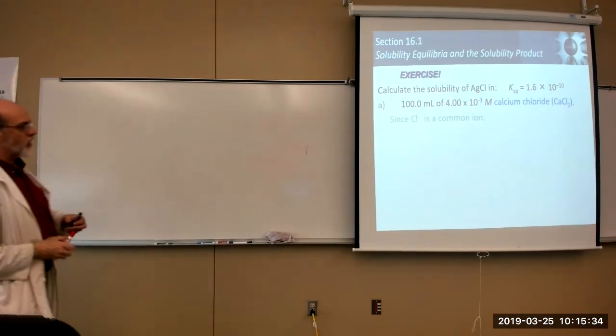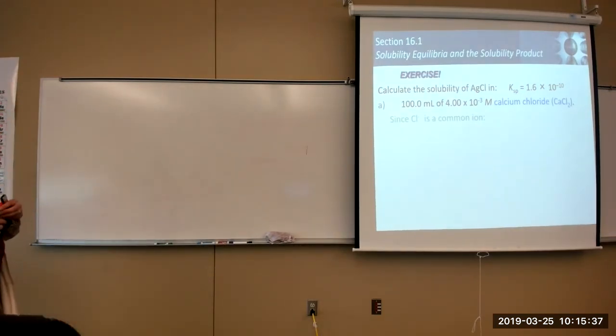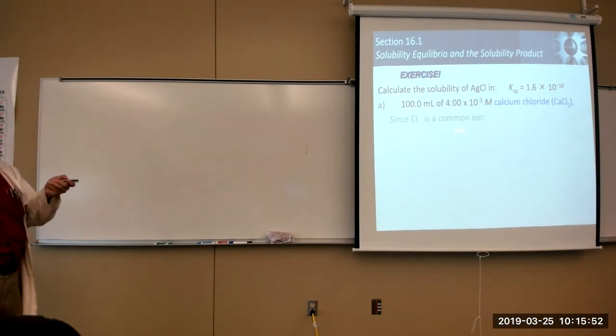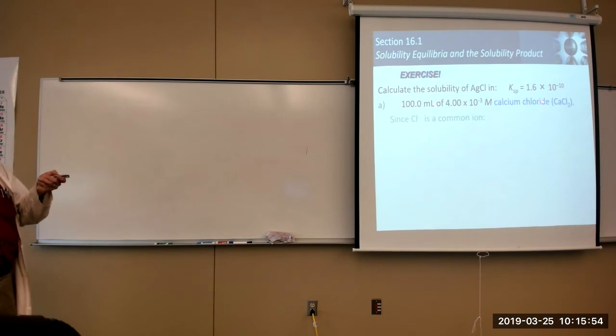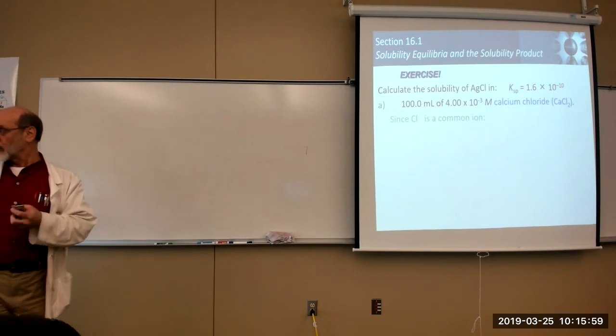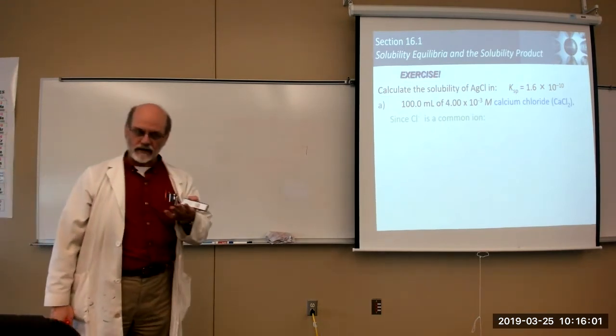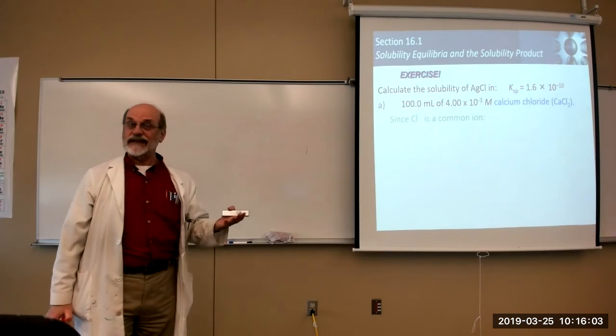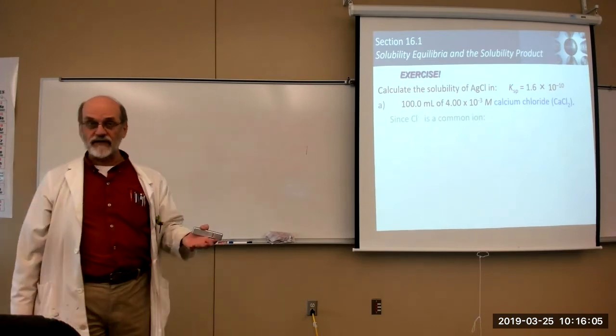Okay, calculate the solubility of silver chloride in the first scenario, 100 milliliters of 4 times 10 to the minus third molar calcium chloride. Okay, right off the bat, you can see that we've got a solution in which we've introduced chloride ions. So intuitively, it should tell you that solubility is going to be less because we've already got some chloride there.